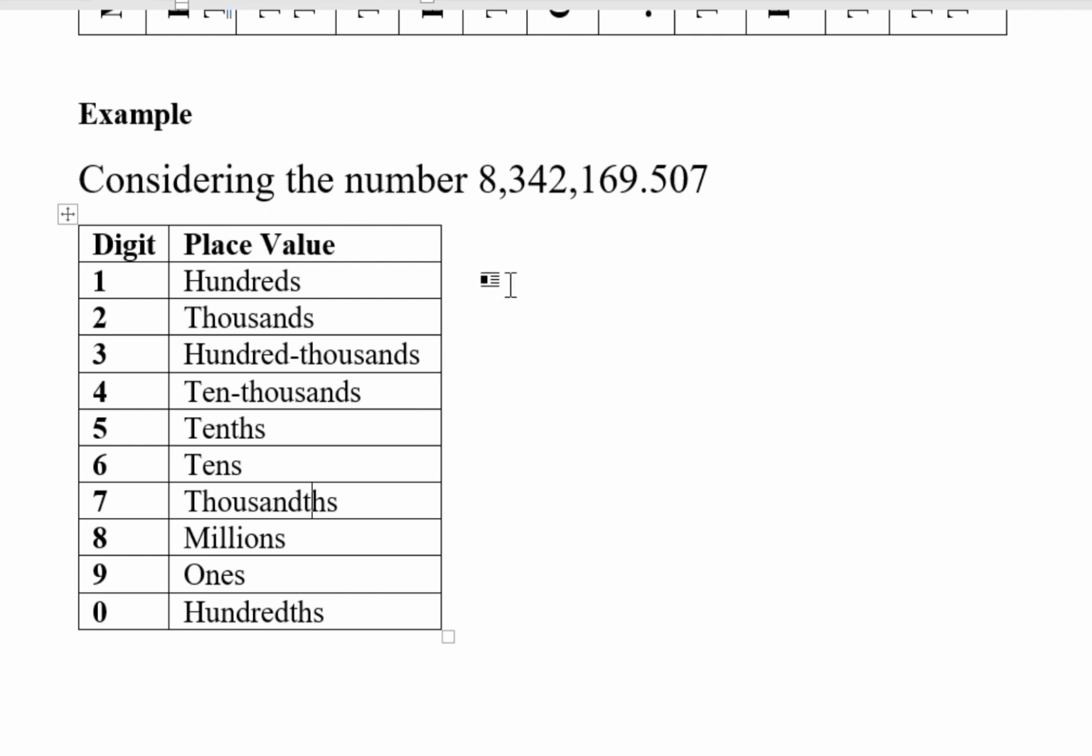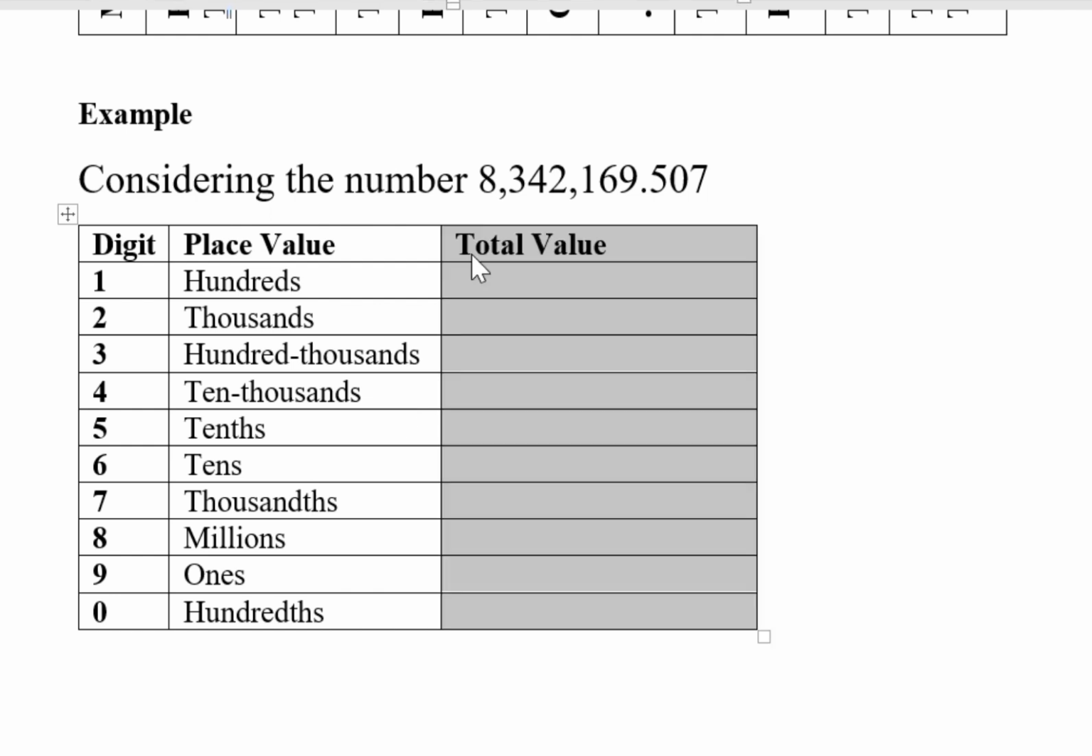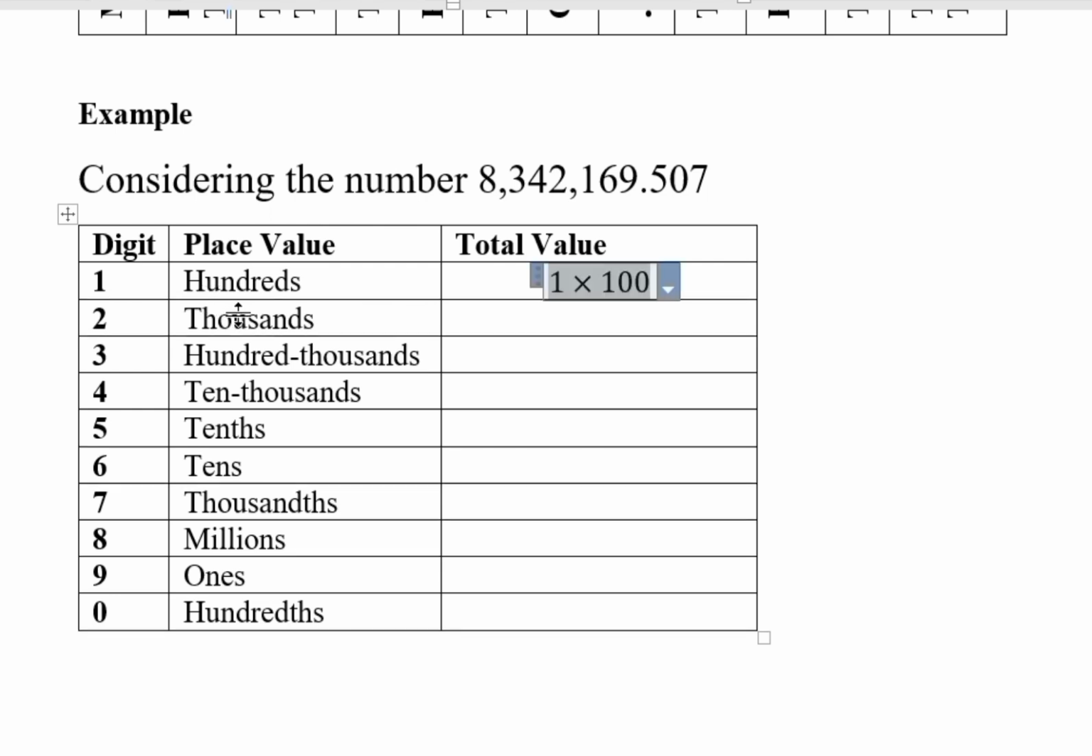Now what about their total values? For total values, you take these numbers and multiply by the place value they occupy. So this one here has a place value of 100. So we shall take 1 times 100, and that gives us 100. That's the total value of this one. How did we get that? We took this digit times the place value it occupies. Its place value is 100. So 1 times 100 gives 100.